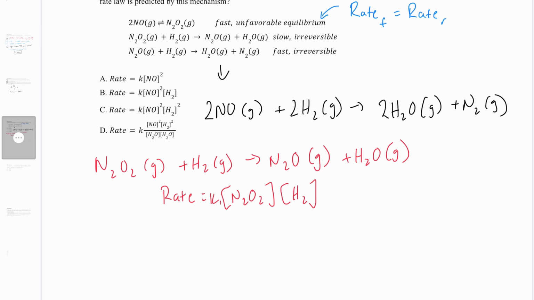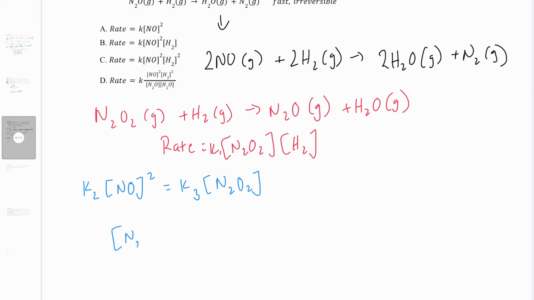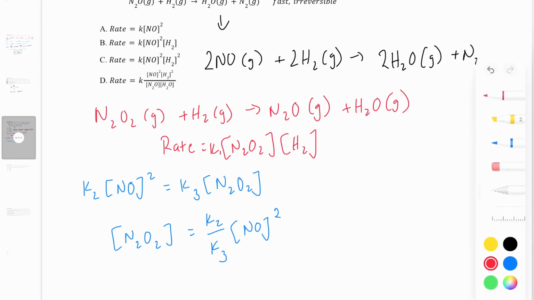The forward rate has a rate law of K2 times the concentration of NO squared. It's second order because you have a coefficient of 2 in front of the NO. And so that's going to equal the rate of your reverse reaction. Let's say that's K3 times the concentration of N2O2. So if you wanted to isolate N2O2, N2O2 would equal K2 over K3 times your NO concentration to the second power. We have just isolated N2O2, and we can plug that back into our slow step rate law.